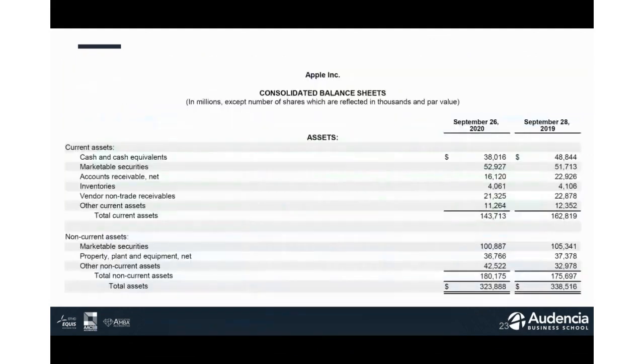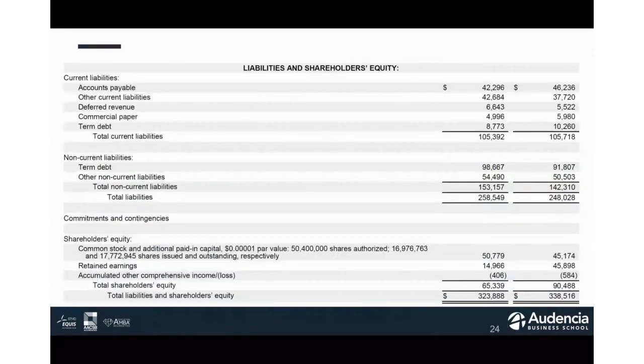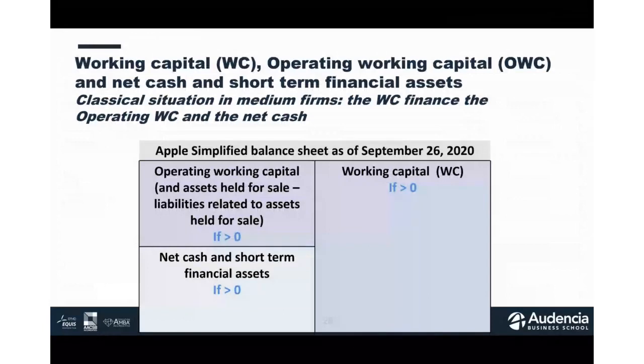So in the situation of Apple, we can calculate the operating working capital, the working capital, and the net cash. What we name simplified balance sheet, it's with the three items, working capital, operating working capital, and the net cash and short-term financial assets.